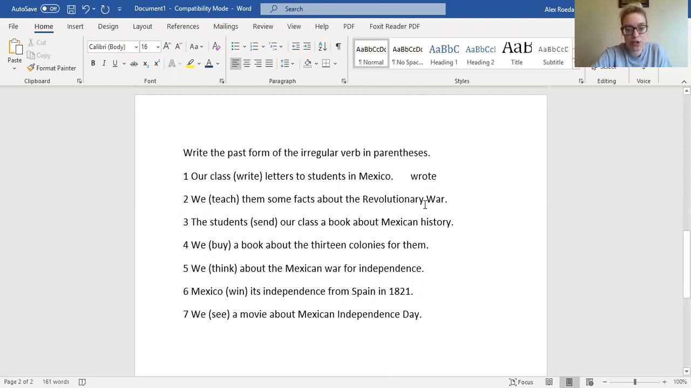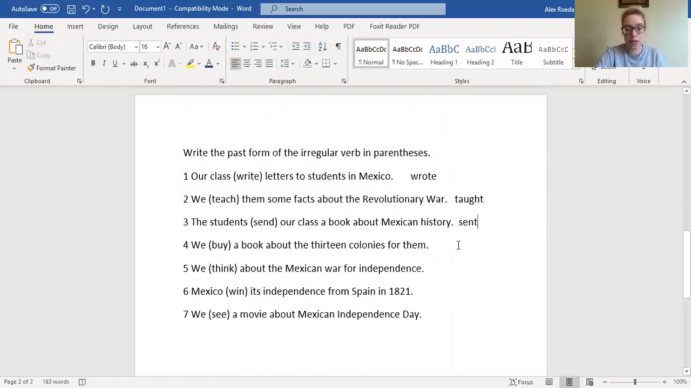Number 2, we teach them some facts about the Revolutionary War. Our verb is teach. We don't say teached it. Okay, that's not a thing. We would say taught. So we taught them some facts about the Revolutionary War. Number 3, the students send our class a book about Mexican history. We need to change send to the past tense. We don't say sended. The students did not sended our class a book. Okay, send would become, we know the past tense of send would be sent.